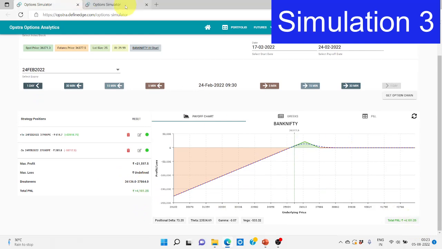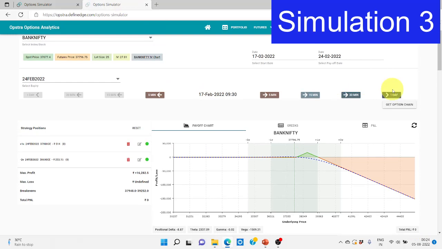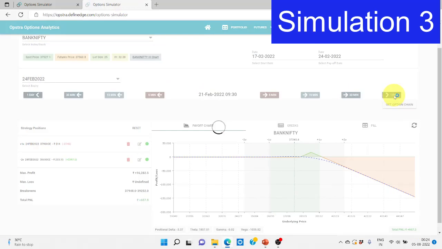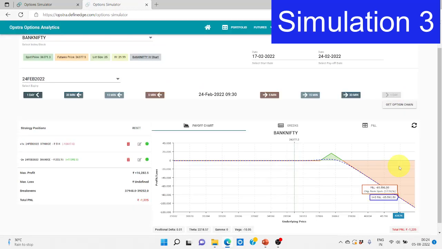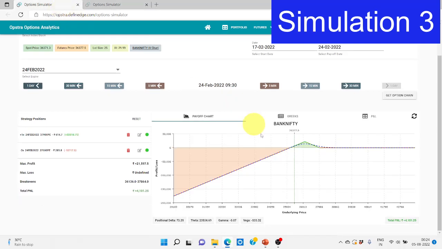Initially I thought we would have made a loss, but surprisingly this ended up in profit, which I really didn't expect. You can see this side will definitely be a loss and one side is profit, but I still expected a very big loss on this side. I thought the breakeven would have been breached and it would have gone into the loss-making zone.